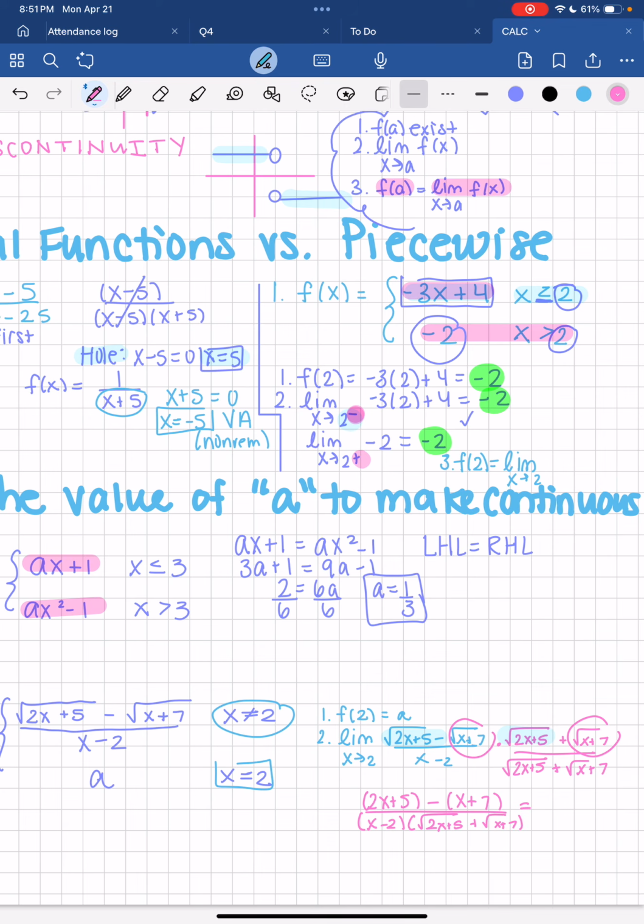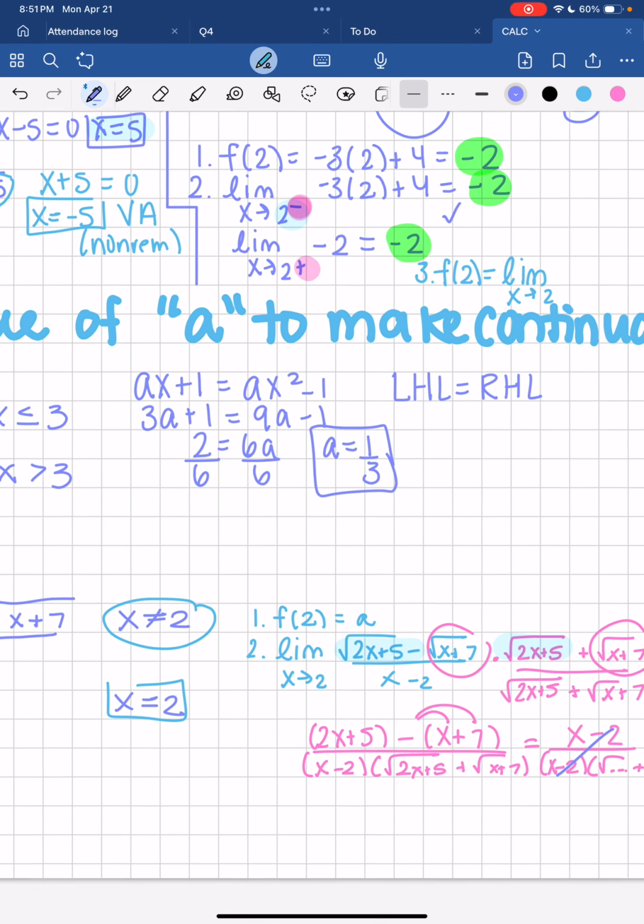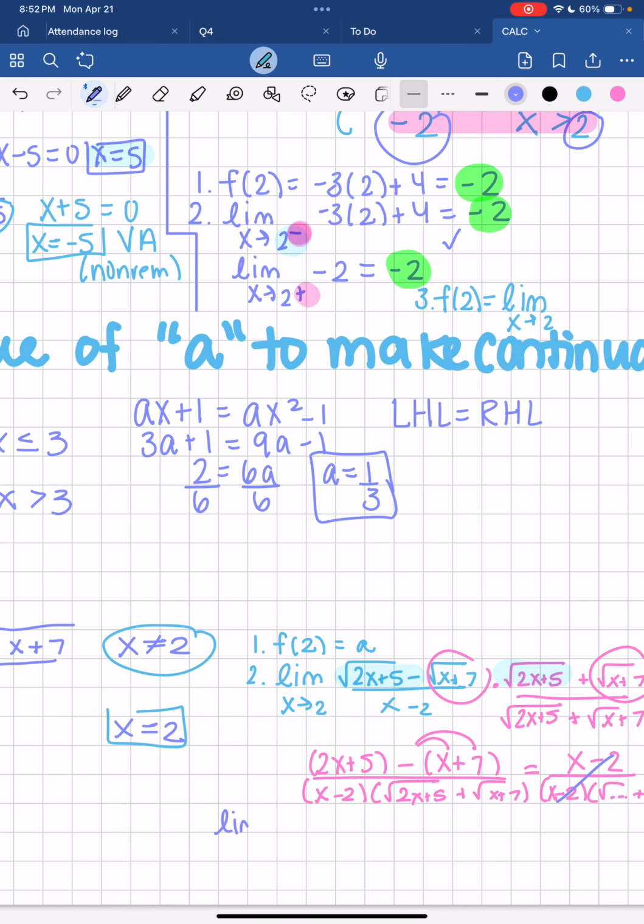Let's simplify the top. If I simplify the top and pull that negative through, you're going to get x minus 2, all over the same bottom. Ooh, I can't really fit it, so I'm just going to write it like that. So the x minus 2's cancel. Okay, and now we're going to plug into what's left. So I'm going to take the limit as x approaches 2 of 1 over the radical, 2x plus 5 plus rad x plus 7. Replace x with 2.